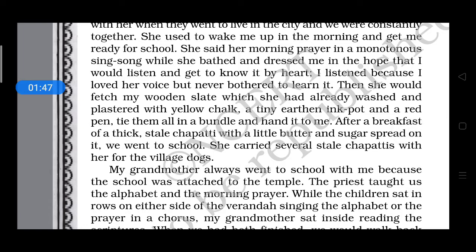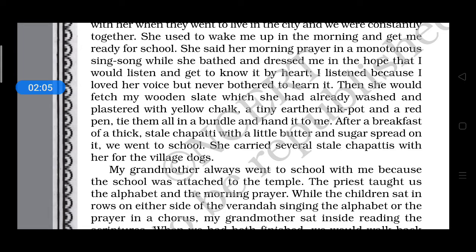Then she would fetch my wooden slate, which she had already washed and plastered with yellow chalk, a tiny earthen ink pot and a red pen, tie them all in a bundle and hand it to me. So, these are the equipments that we needed to go for school in those days.